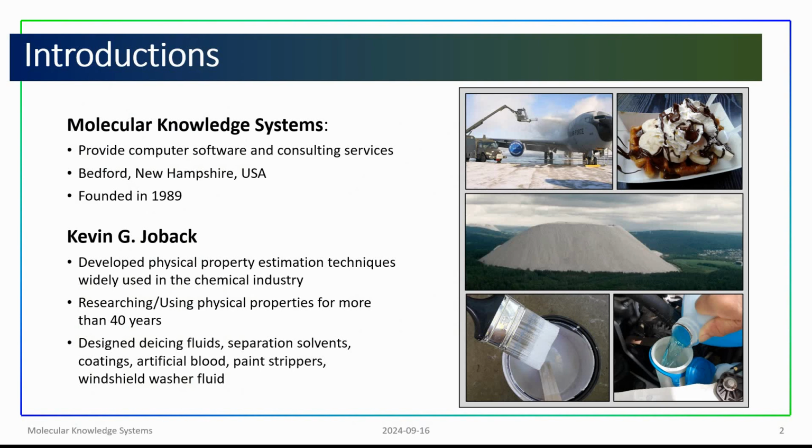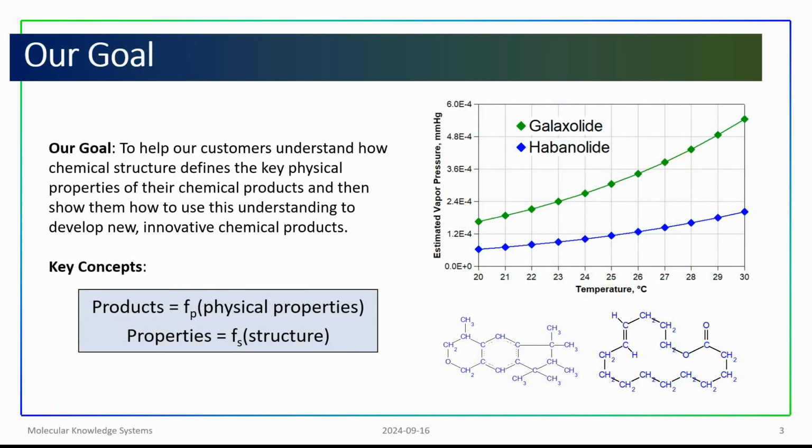work on projects designing many kinds of chemical products, including aircraft de-icing fluids, separation solvents, architectural coatings, artificial blood, paint strippers, and windshield washer fluid. The goal of our company is to help our customers understand how chemical structure defines the key physical properties of their current products, and then to show them how to use this understanding to develop new, innovative chemical products.